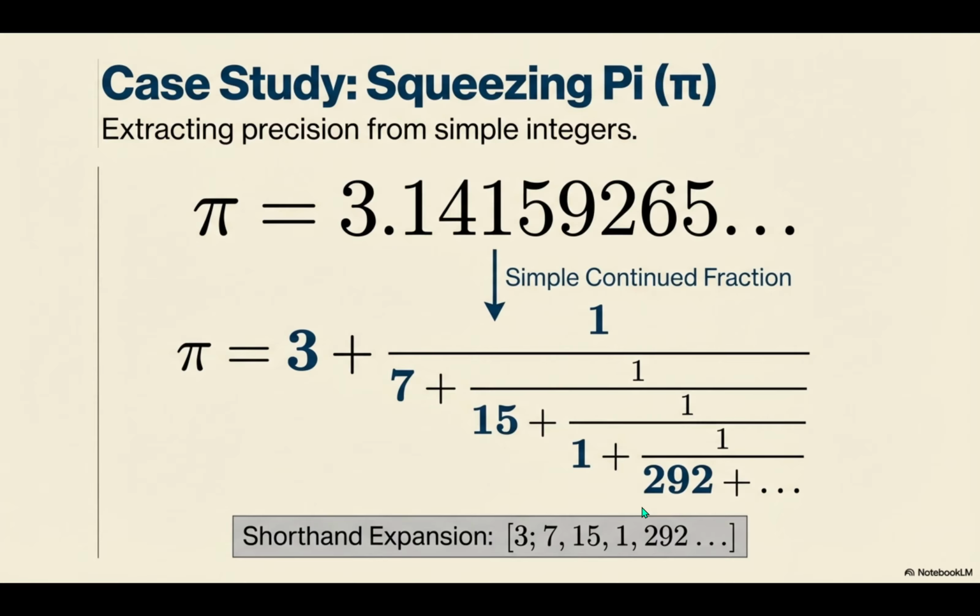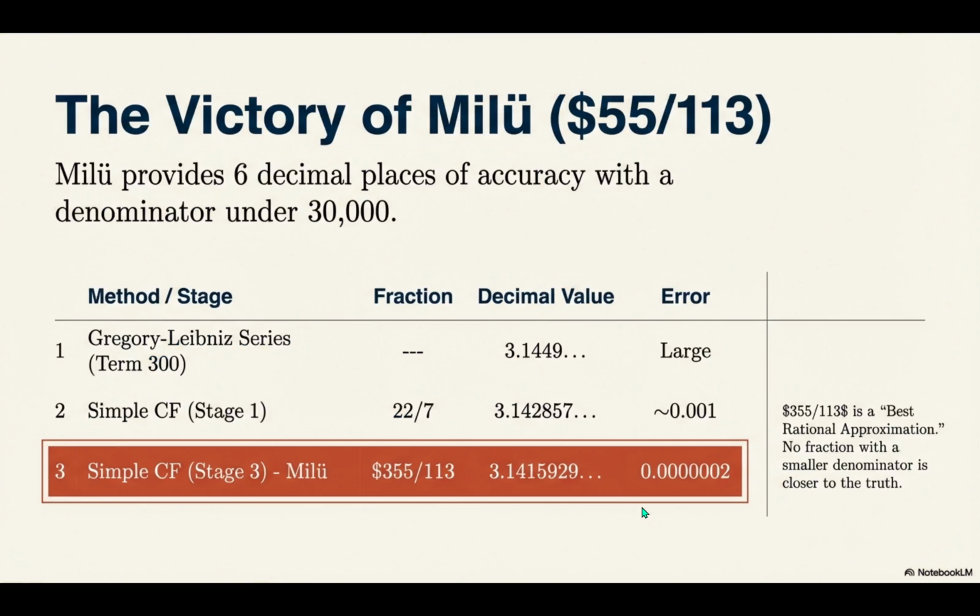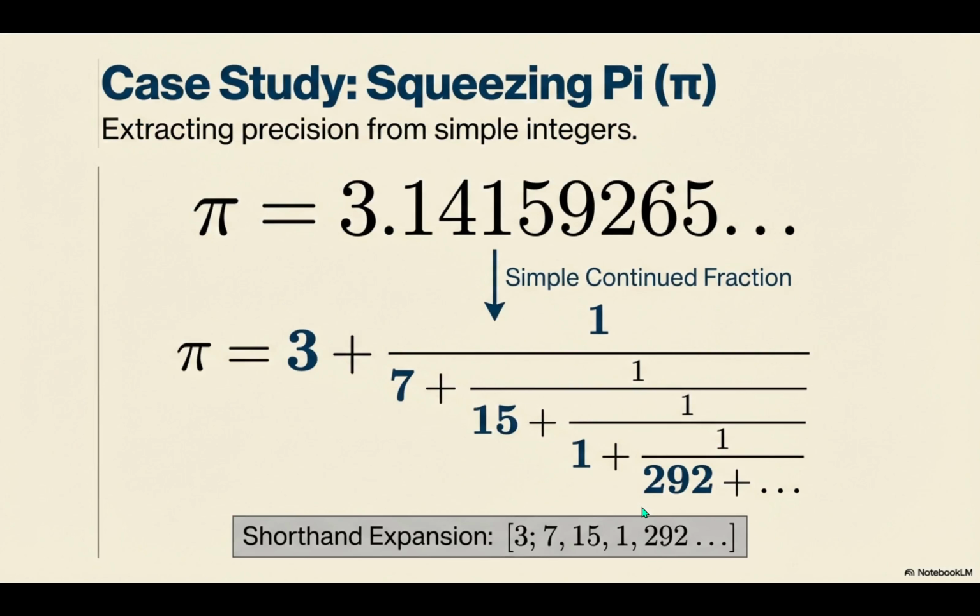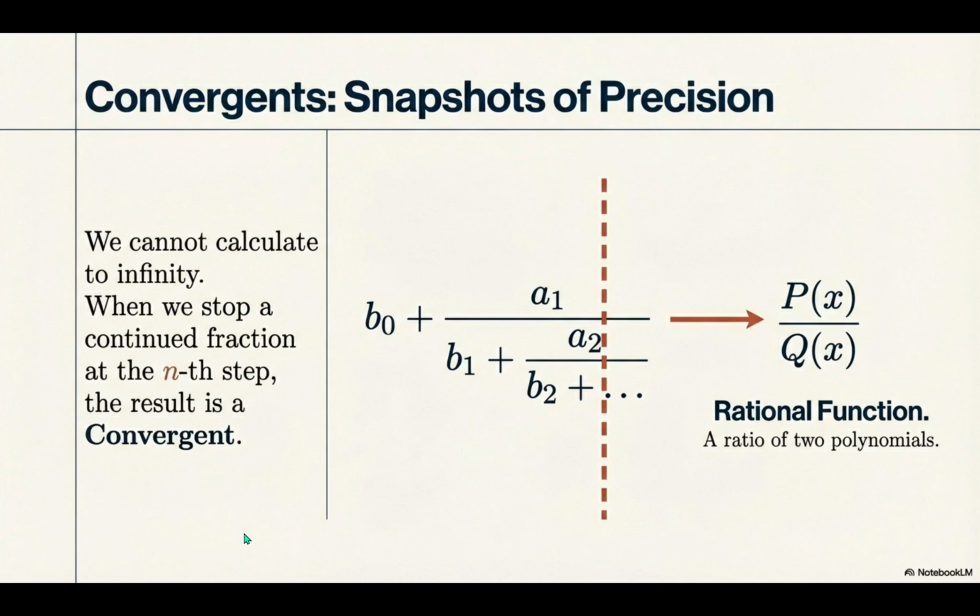That's one of the deep mysteries of pi. But even though the numbers look chaotic, they are incredibly efficient at capturing the value of pi. This leads us to a term I hadn't heard before, convergence. A convergent is just a snapshot. Since the fraction goes on forever, you have to stop the staircase somewhere to get a number you can actually use. Where you choose to cut it off determines your convergent.